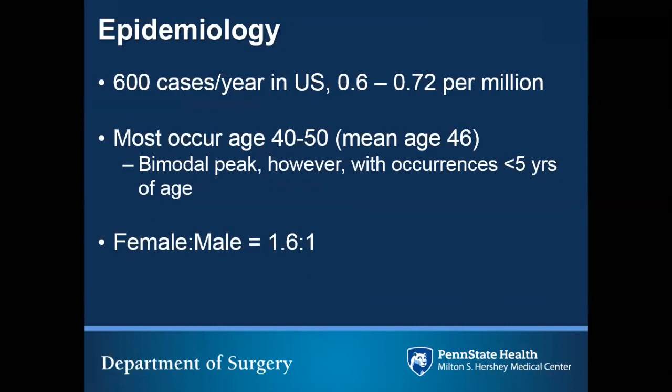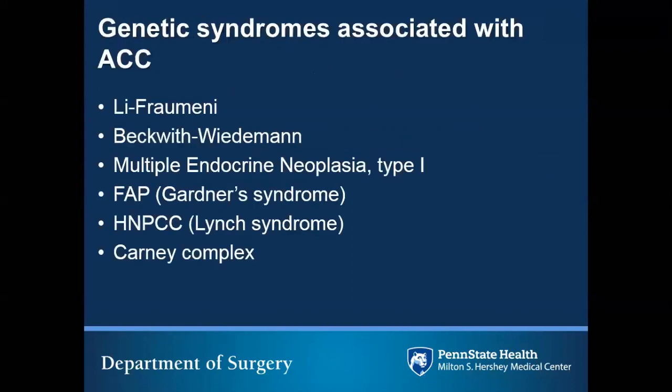Most of them occur in the 5th decade of life, but you also will see some young children with adrenal cancer. It has a slight predilection for female sex, although not as much as we see in much other endocrine pathology, especially thyroid pathology, where it's almost 3 or 4 to 1 female to male.